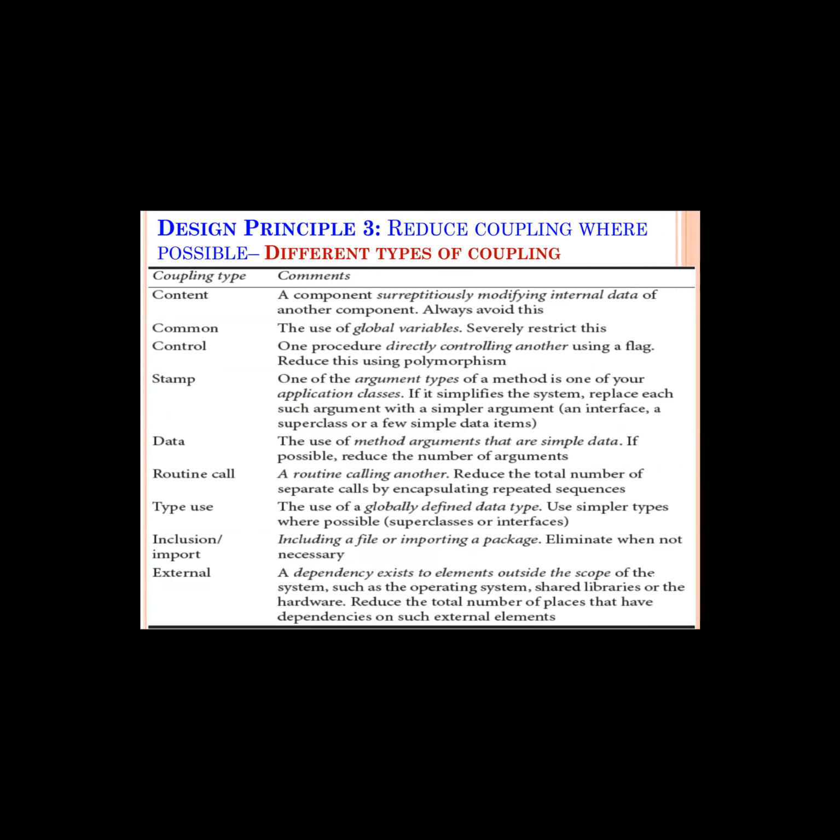So the fourth one is reduce coupling wherever possible. Here we have to consider various aspects like content, what we are stating in the work, and common, the use of global variables, and controlling one functionality through another functionality, stamping data. So there should not be any data dependency or control dependency, or routine calls. Through one function internally you are calling another function, or within that you are calling one more function, recursive calls, and using type casts, inclusion, importing of data and other procedures. Those things you should consider to reduce the coupling.